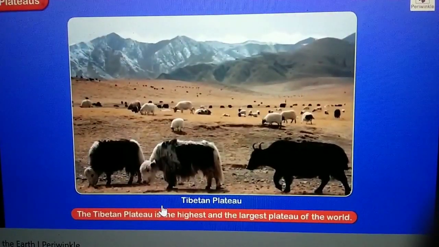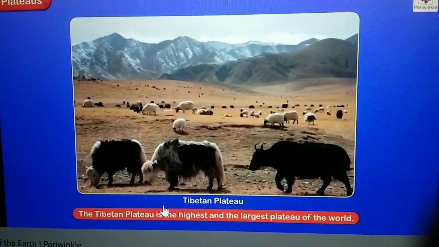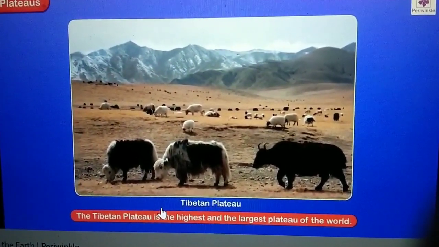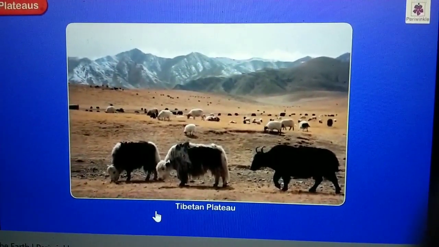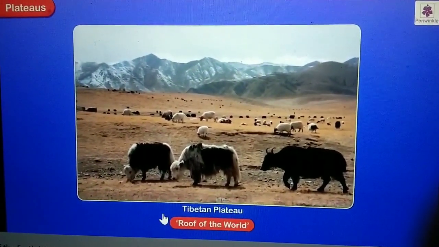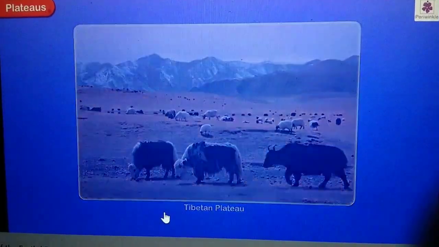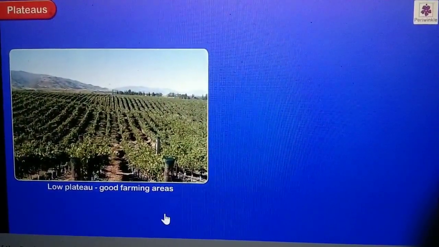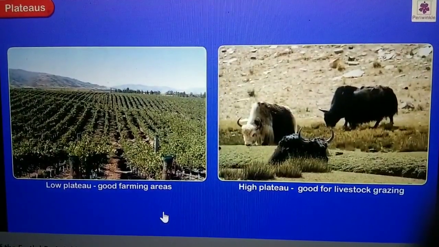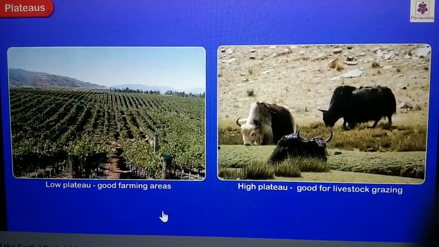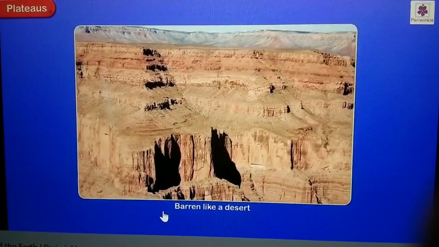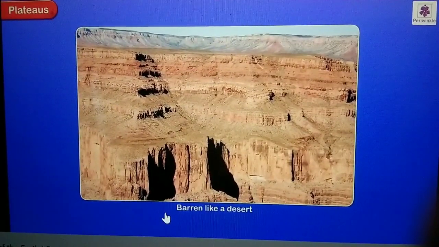The Tibetan Plateau is the highest and the largest plateau of the world. It is also called the roof of the world. Low plateaus are good farming areas, while high plateaus are good for livestock grazing. Many high plateaus are barren like a desert.